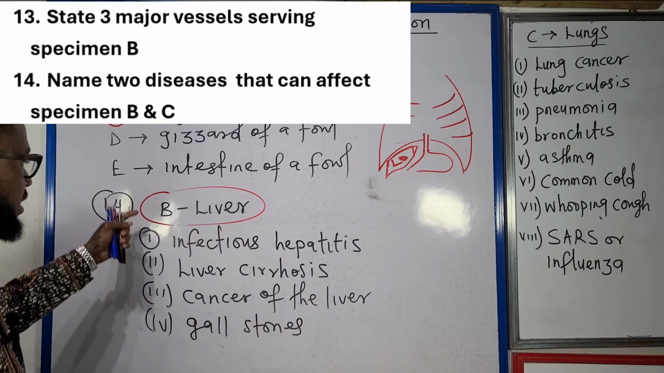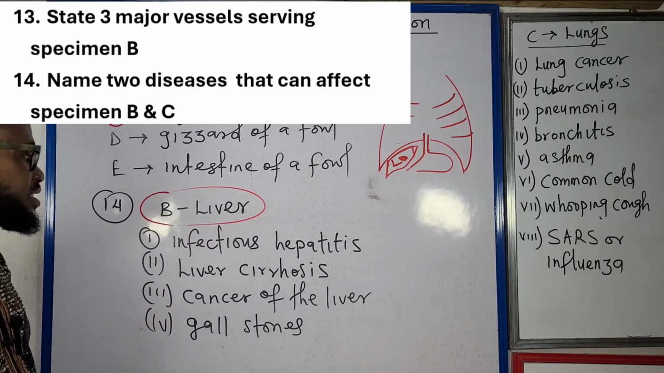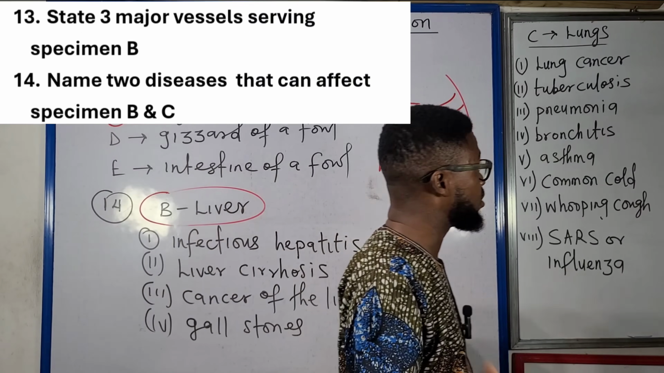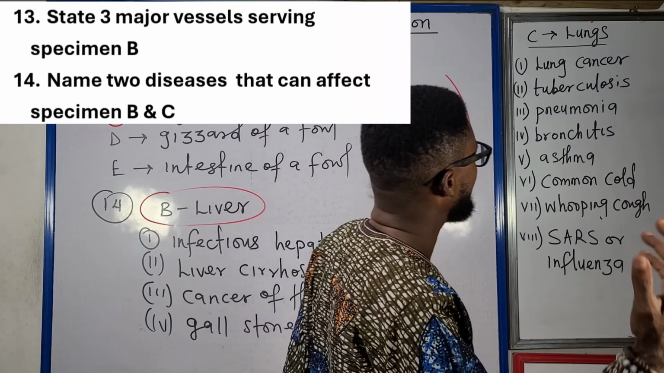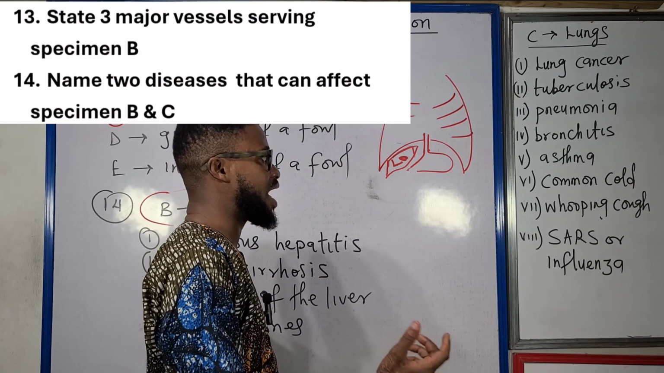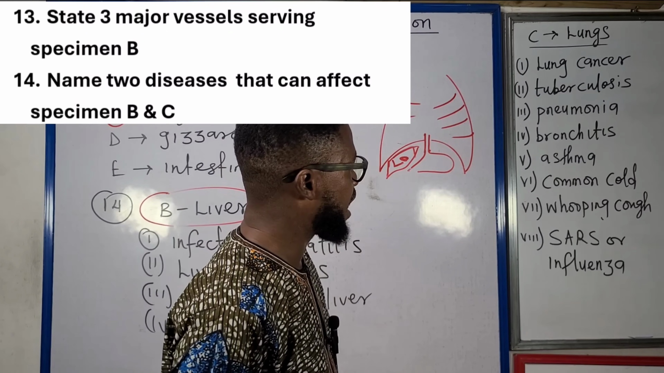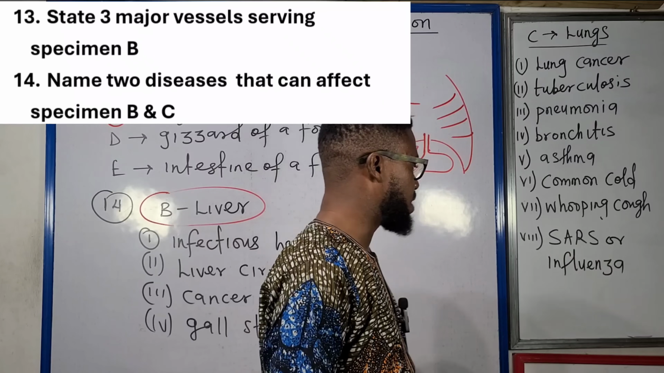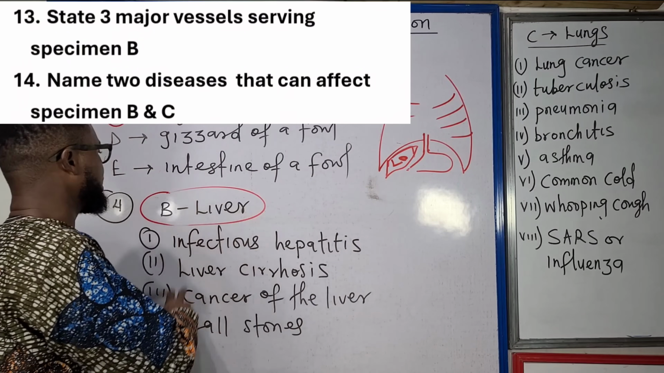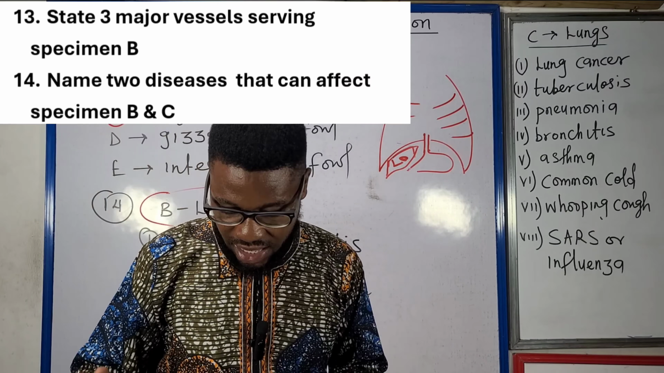So these are the diseases of the liver: infectious hepatitis, liver cirrhosis, cancer of the liver, gallstones. You can add others. Talking about the lungs, we have lung cancer, tuberculosis, pneumonia, bronchitis, asthma, common cold, whooping cough, severe acute respiratory syndrome, that's SARS, otherwise known as influenza. So these are the diseases that affect specimen B and specimen C.